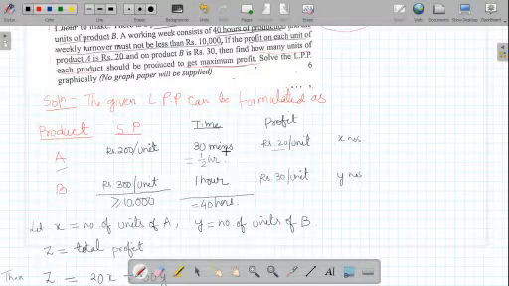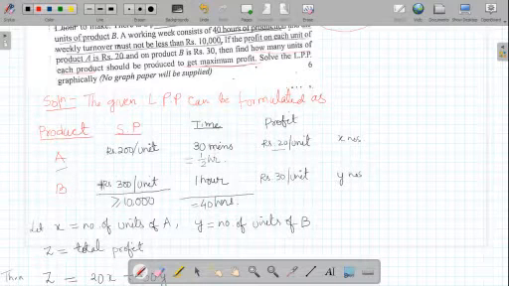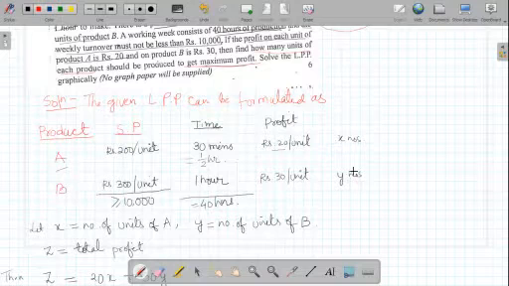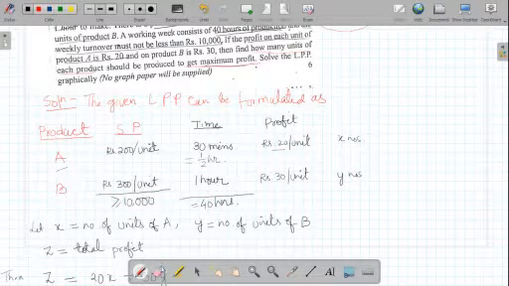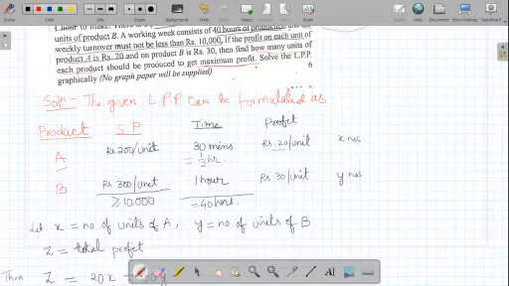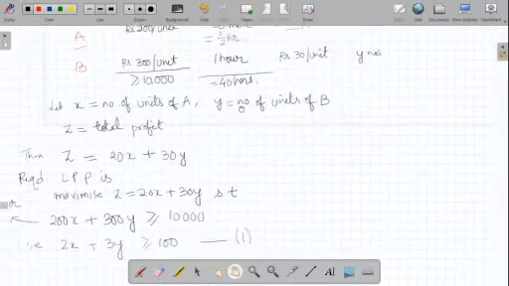So for the unit of product A, given half hour, and B given how much? 1 hour. X number of product A it will be x by 2, y number of product B it will be y times of 1. So it will be only y. Okay.